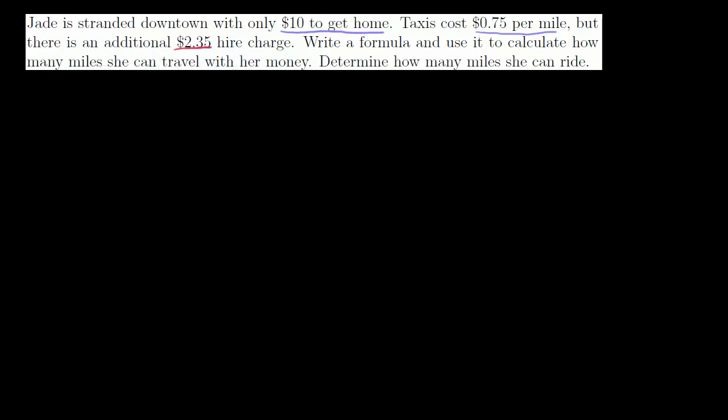All right, so the total cost of a cab ride is going to be equal to just the initial higher charge, which is $2.35, plus the 75 cents per mile, plus the 75 cents times the number of miles. We're letting m be equal to the miles she travels. Miles traveled. So this is the equation.